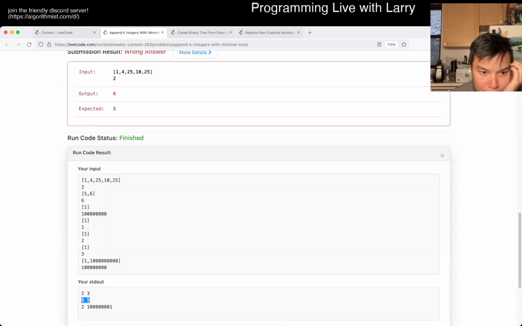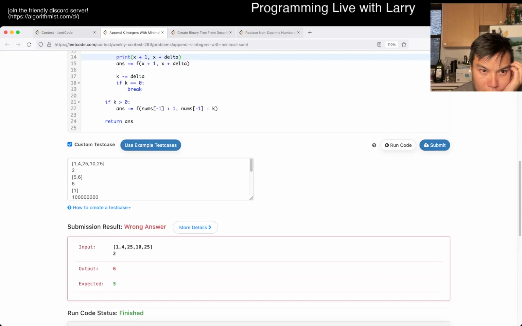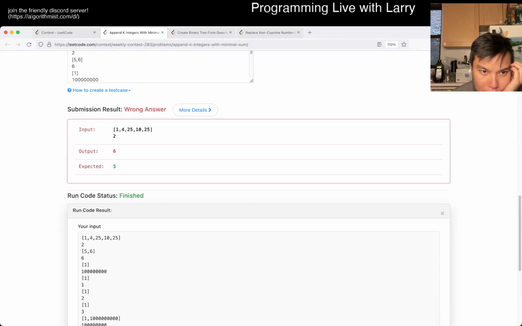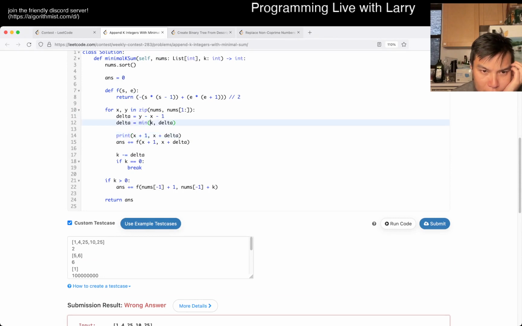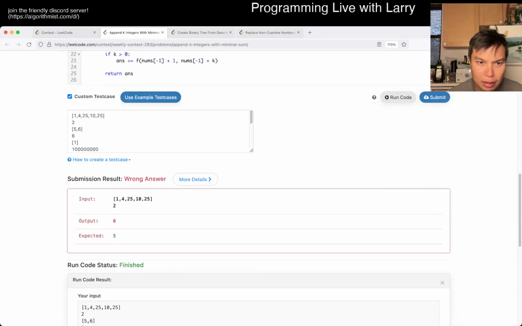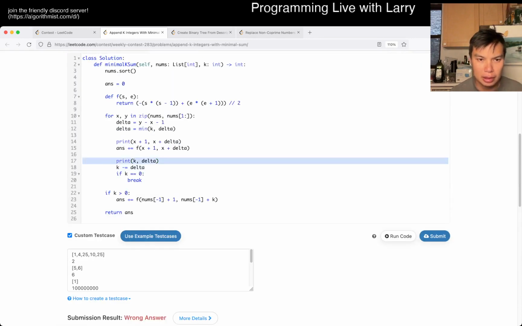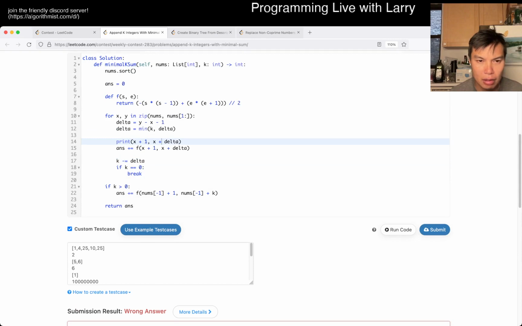Okay. What is this? What is this printing? Why is this 6 to 5? Oh, because what? Huh? How is delta negative? Did I mess that up? No, it's not. So k is 0. That's fine. Then why does it put in k and 5? Oh. Because if delta is 0, then this is just silly. Okay.